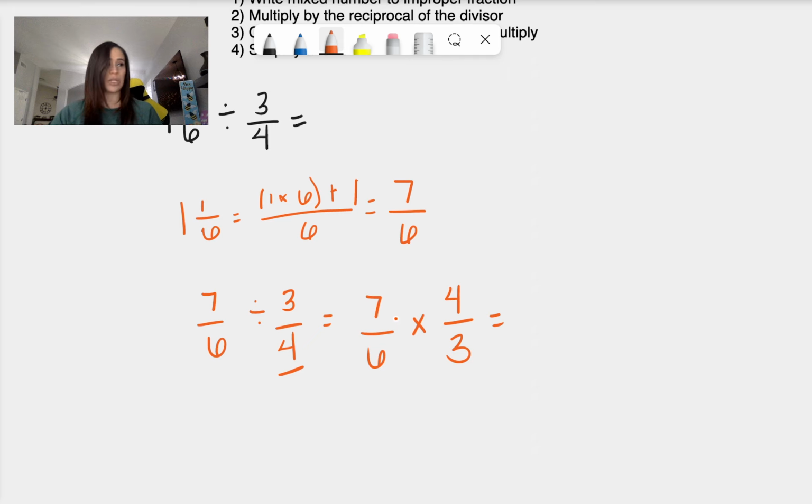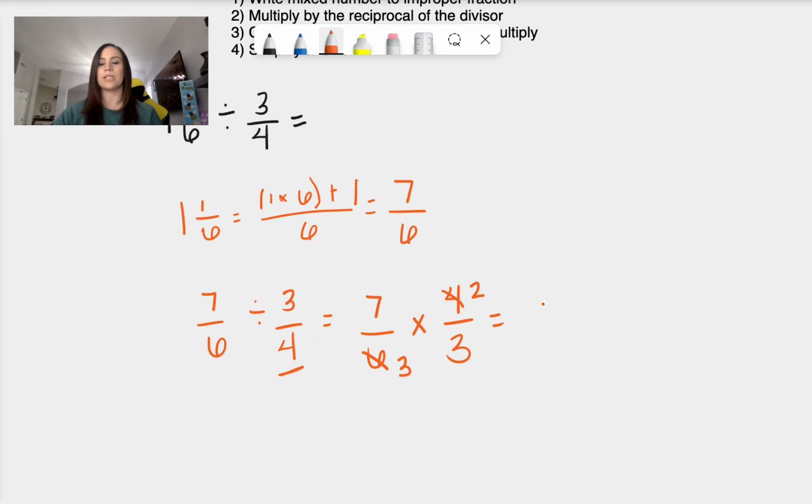From here, we want to go ahead and cancel any common factors, and then we can multiply across. So in this case, we do have a common factor, which is our 6 and a 4. They both can be reduced if we divide both of them by 2. So we have 2 here, 4 divided by 2 is 2, and then 6 divided by 2 gives us 3. And that reduces it there. And now we can multiply across.